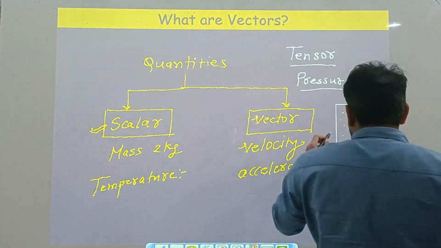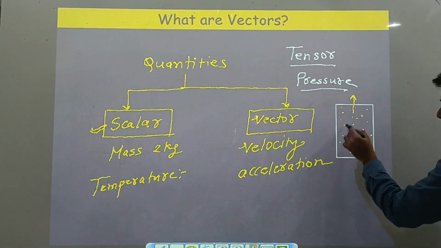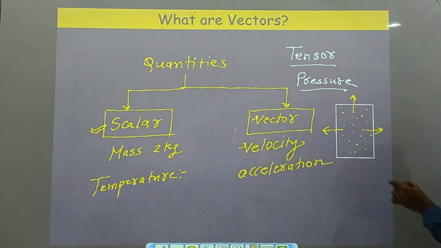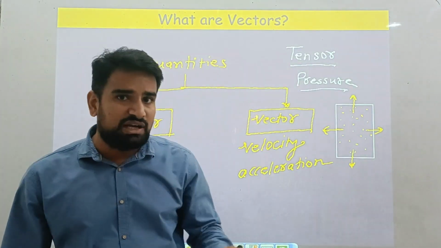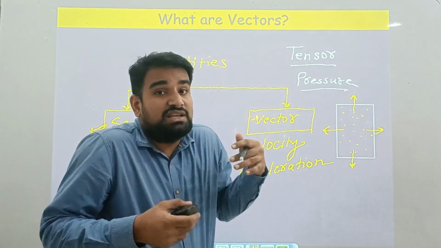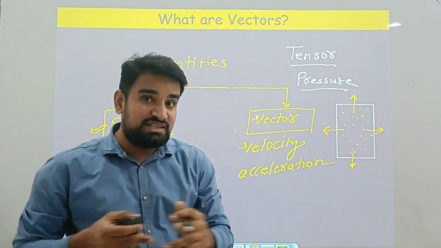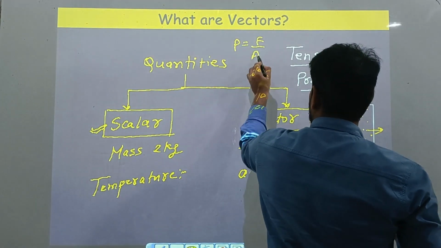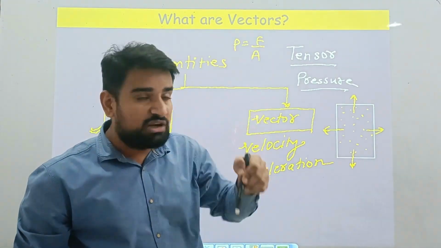So here the particles are putting pressure in this direction, here the particles in this direction, and here in this direction. So pressure acts in all directions. There is no finite, certain direction in which it is exerting. Although pressure is derived from force, and force is a vector quantity, because pressure equals force divided by area. So force has a direction, and force per unit area is pressure.